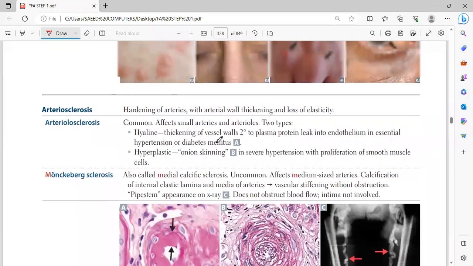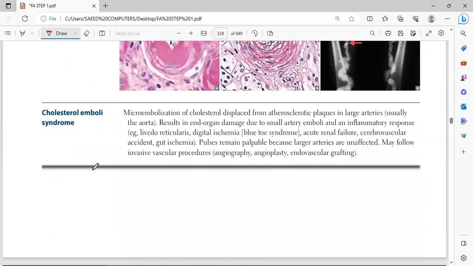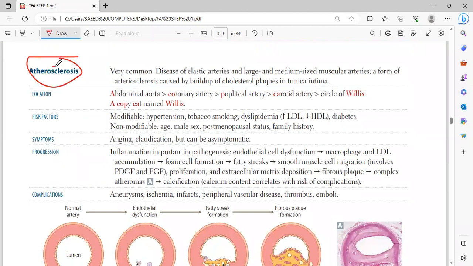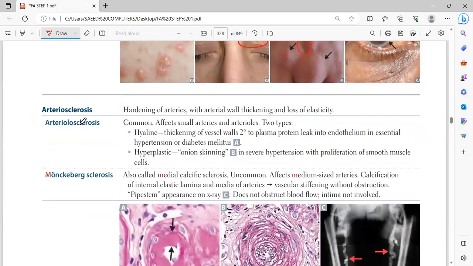Then arteriosclerosis: hardening of arteries with arterial wall thickening and loss of elasticity. Most of the time students confuse arteriolosclerosis and atherosclerosis. Atherosclerosis is for large and medium-sized arteries. Arteriolosclerosis is for arterioles. It affects small arteries and arterioles. So there are two types, hyaline and hyperplastic.